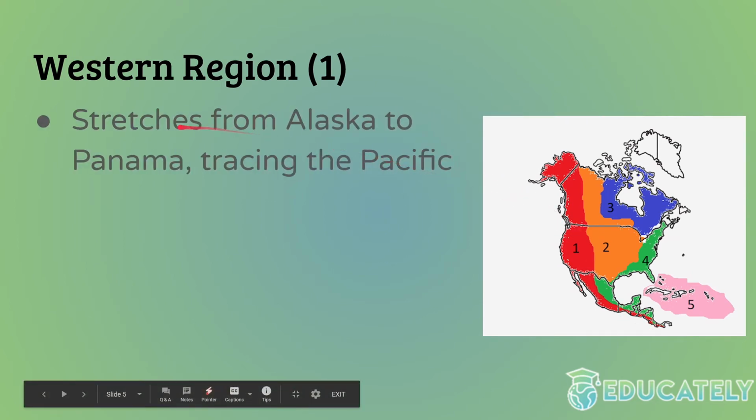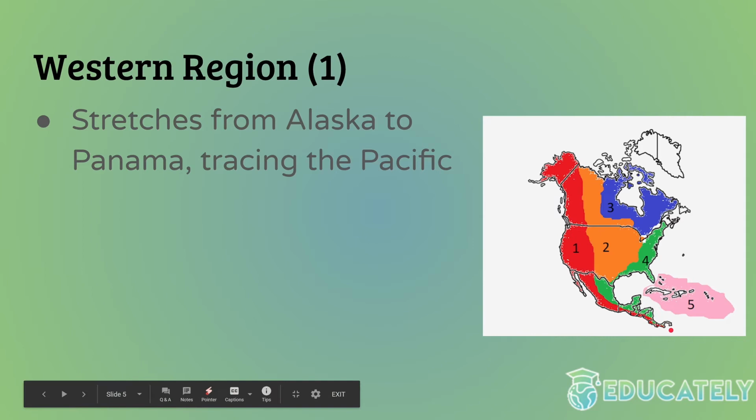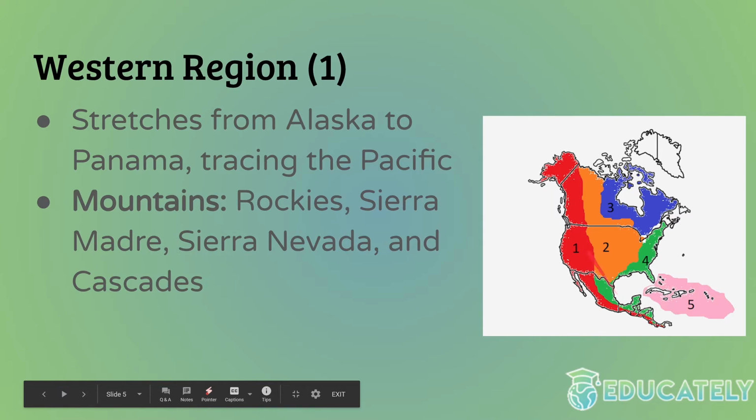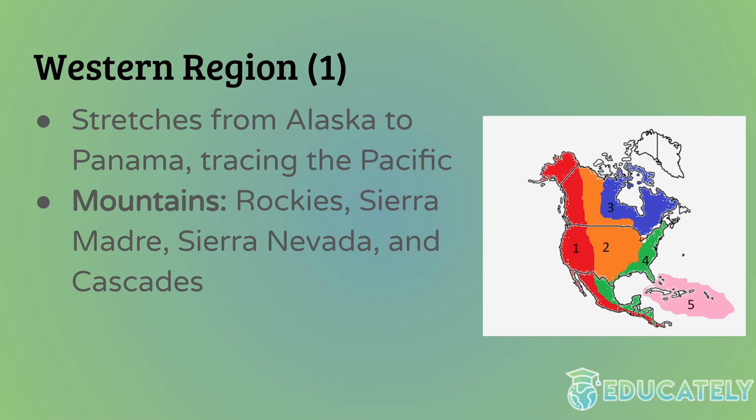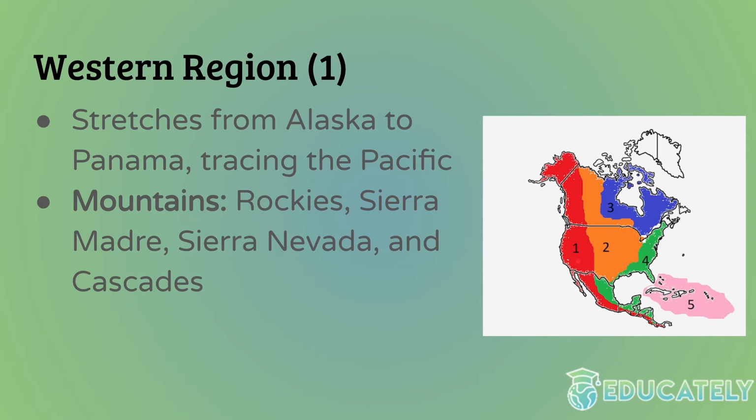It stretches from Alaska, so this state right here, all the way to Panama, which is the southernmost country in North America, and it essentially traces the Pacific. You also have a lot of mountain ranges in this area. A lot of this region, even from Alaska all the way to Panama, is mountainous because you have a lot of mountains slightly inland from the Pacific coast, just from the way tectonic plates are structured.